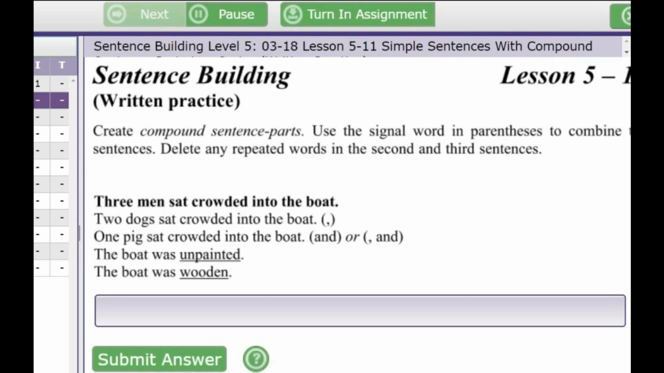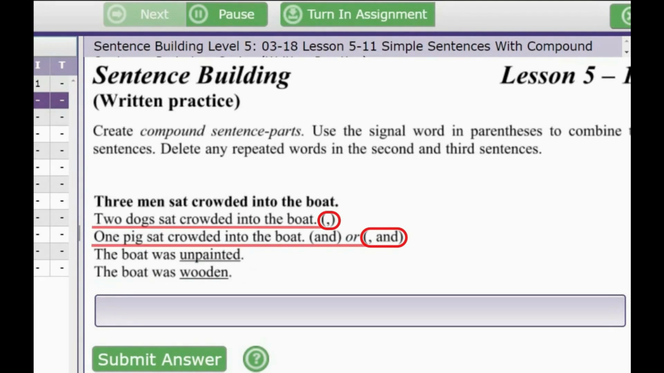Begin by reading the sentences in the sentence building puzzle separately. The base sentence: 3 men sat crowded into the boat. And the signal sentences: 2 dogs sat crowded into the boat, 1 pig sat crowded into the boat, was unpainted, and the boat was wooden. The signals for combining these sentences to the base sentence are in parentheses.